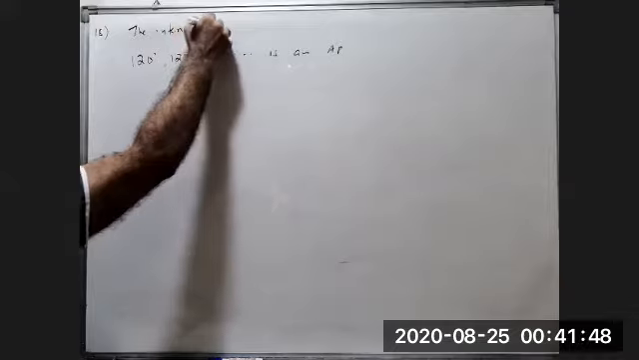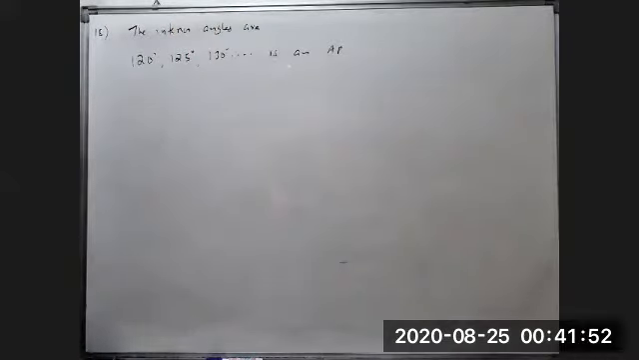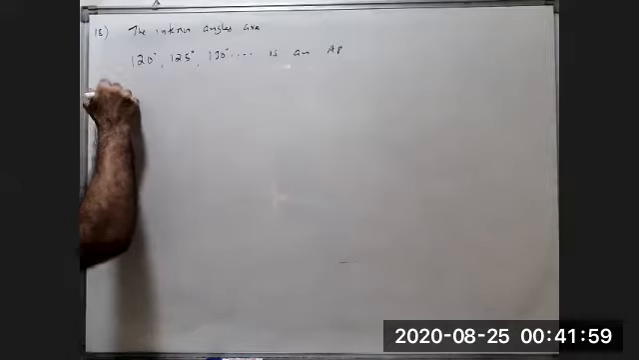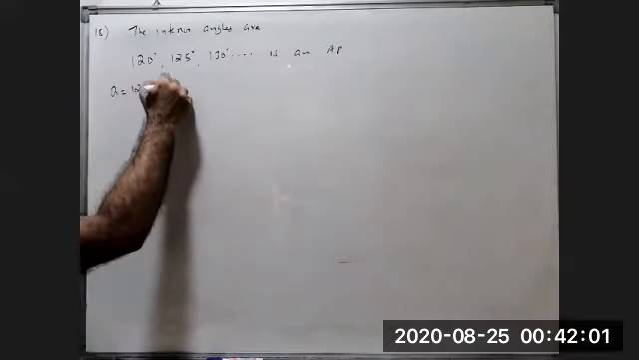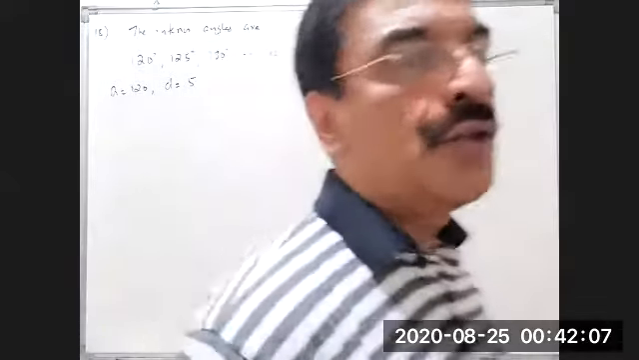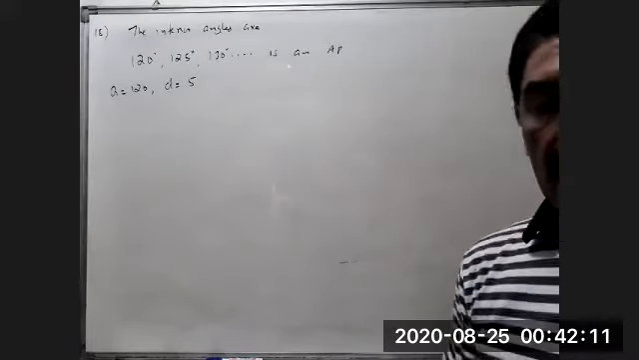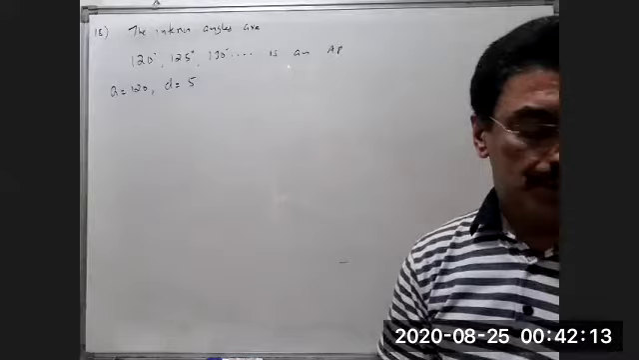The interior angles are 120, 125, 130, etc. It is an AP. So a is 120, d is 5. The interior angles are 120, 125, etc. It is an AP. So a and d are known.